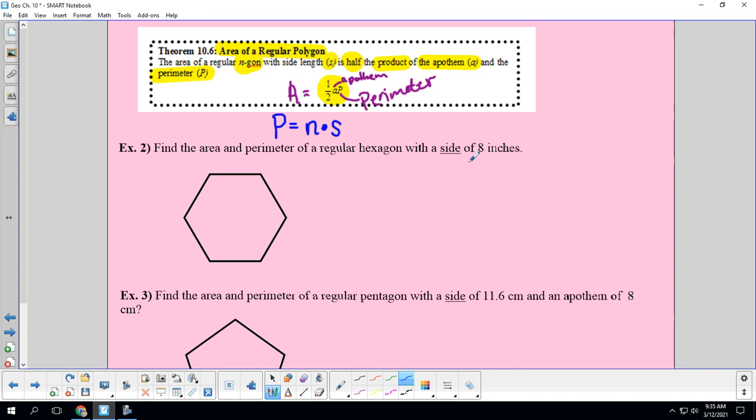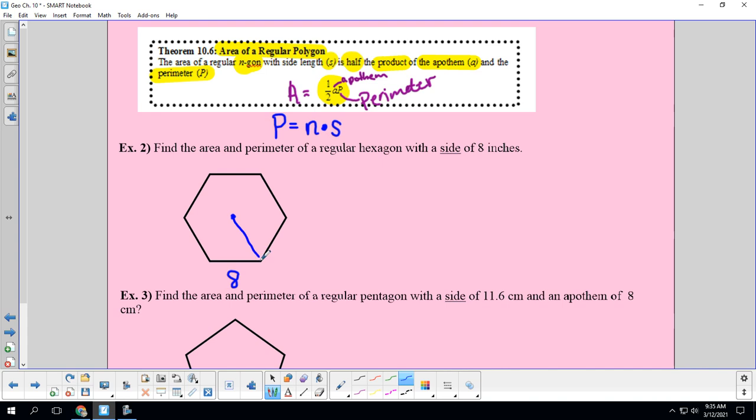Find the area and perimeter of a regular hexagon with a side of 8 inches. Oh, we just did this. How fun. Okay, so let's throw down the center. So draw your hexagon. I draw my hexagon. I got a line on the top, a line on the bottom, and then 2 diagonal lines that meet in the center, just in case you're wondering how to draw polygons with the hexagon.